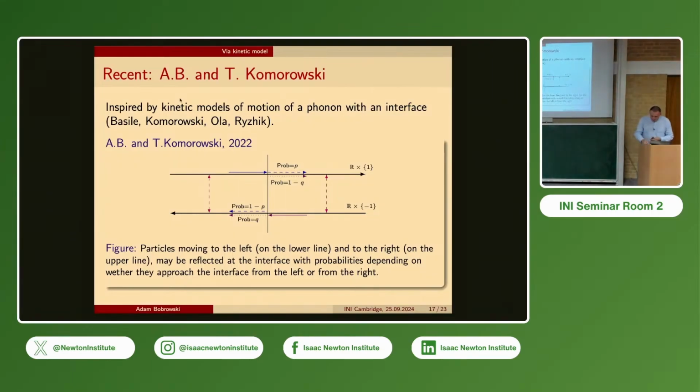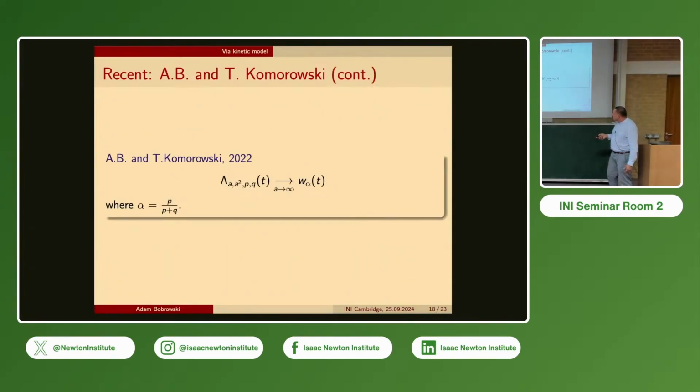You will not be surprised to learn that in the limit we obtain skew Brownian motion. Otherwise, this wouldn't be presented in this talk. So this alpha is p divided by p plus q.